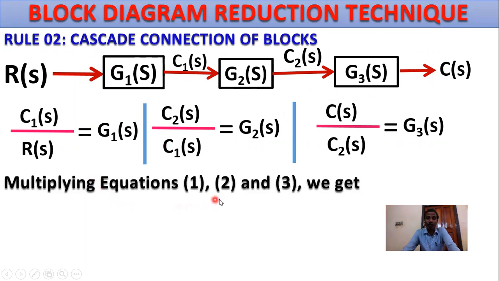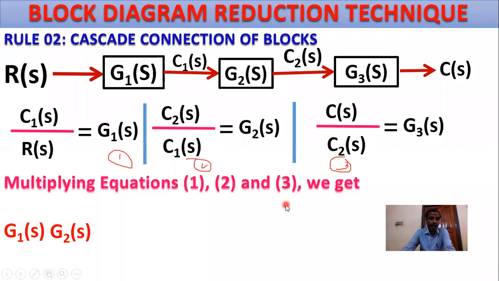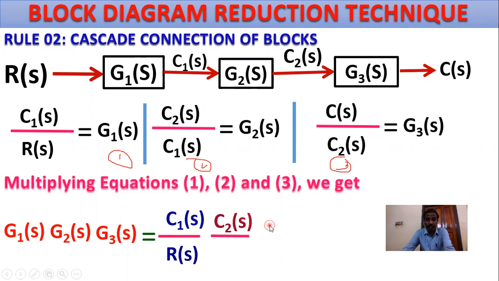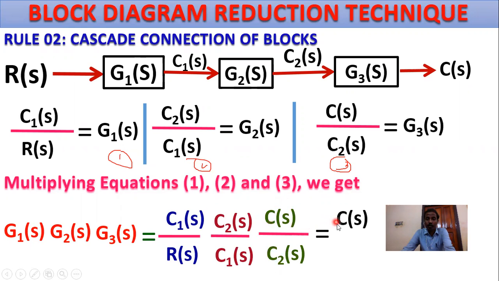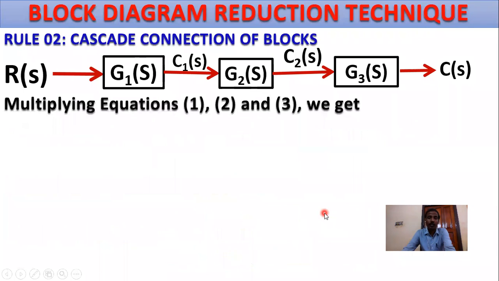Then multiplying equations 1, 2, and 3. This is equation number 1, this is 2, and this is equation number 3. Multiplying, we get G1(s), G2(s), and G3(s). That means C1(s) by R(s), C2(s) by C1(s) into C(s) by C2(s). So this is equivalent to C(s) by R(s) because C1(s), C1(s) cancel, C2(s), C2(s) cancel. So this is our formula.